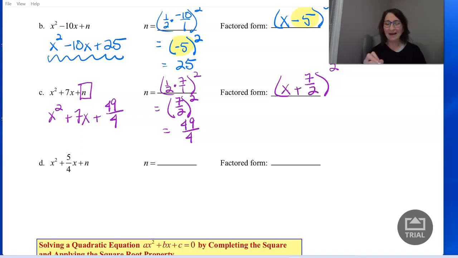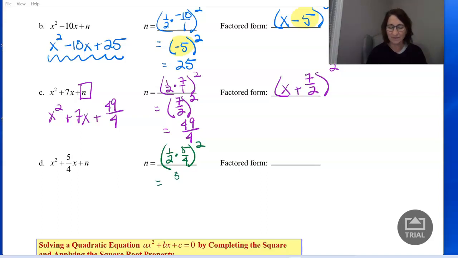Okay. All right, let's do one more of these guys. So, wow, our b term for this one is a fraction. Wow, that's okay. It's not a big deal. So, same process. I'm going to take 1/2 of that b term, that middle term. So that'll be 5/4. I take that quantity and square it. Well, I can't reduce anything.